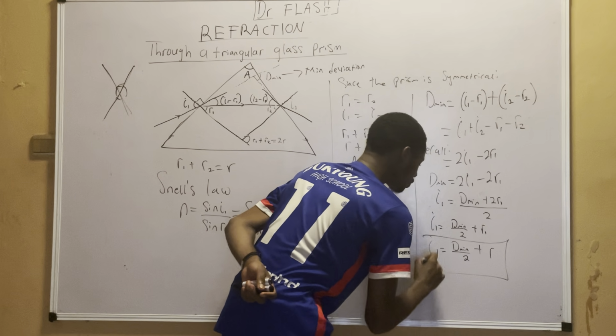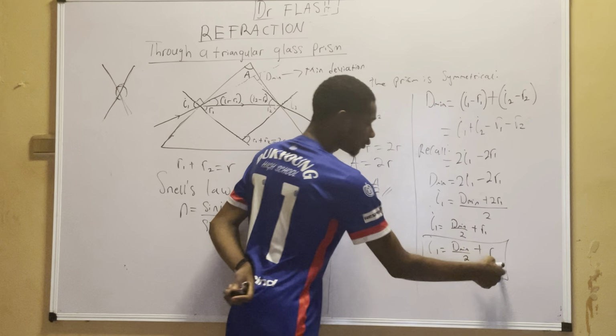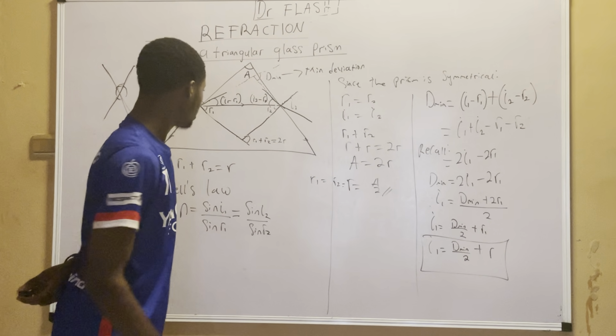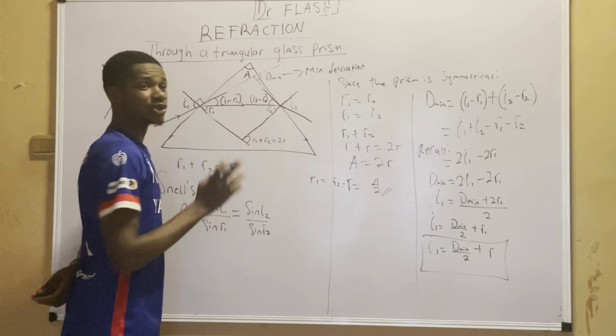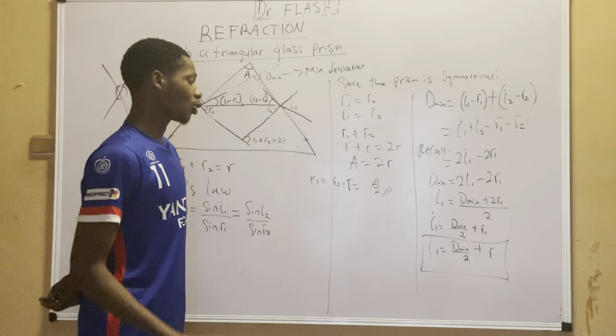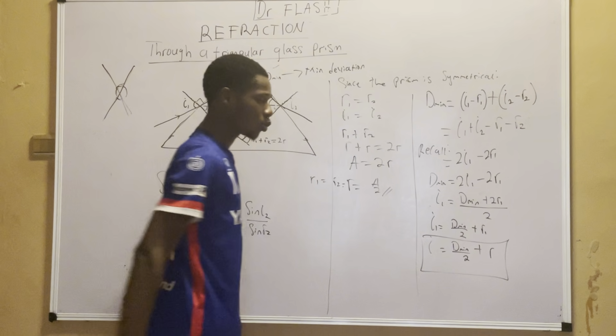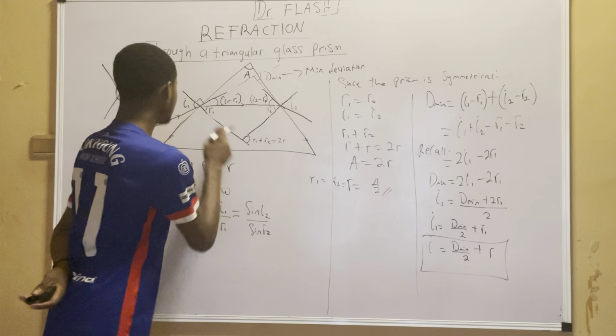This formula first of all connects the incident angle, the minimum deviation, and the refracted angle. In this case, I'm not having R1 or R2, I'm having just R. And here, I can be written as just I1 or I2 or even I. I think it's as simple as that. So I can even choose to eliminate the 1 there, because I remains the same for both sides.